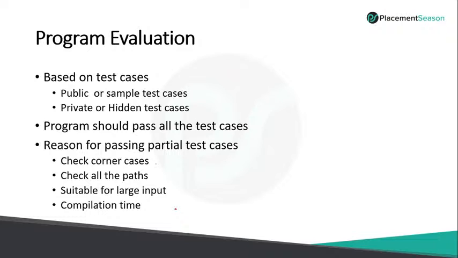So if your program passes only partial test cases, make sure you are checking the corner cases and all the paths, and it should be suitable for the input which is given in the range. Also make sure there are no infinite loops and it is taking proper time to compile. Sometimes if the internet connection is slow, it may also take time. We'll discuss the internet connection and other points in the next slide, but program evaluation happens in this way only.